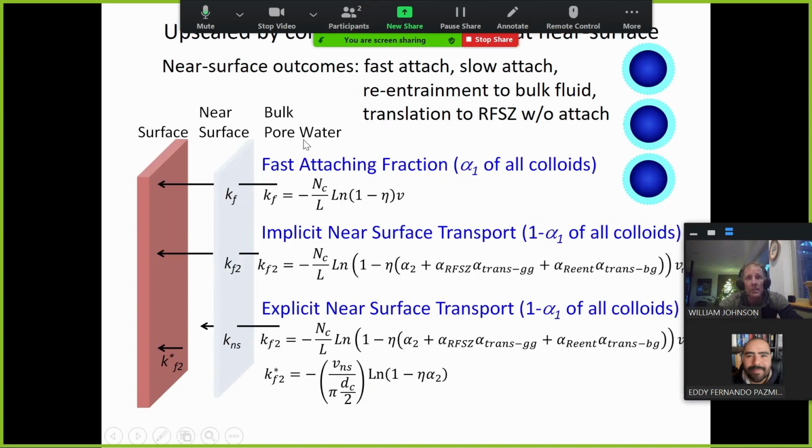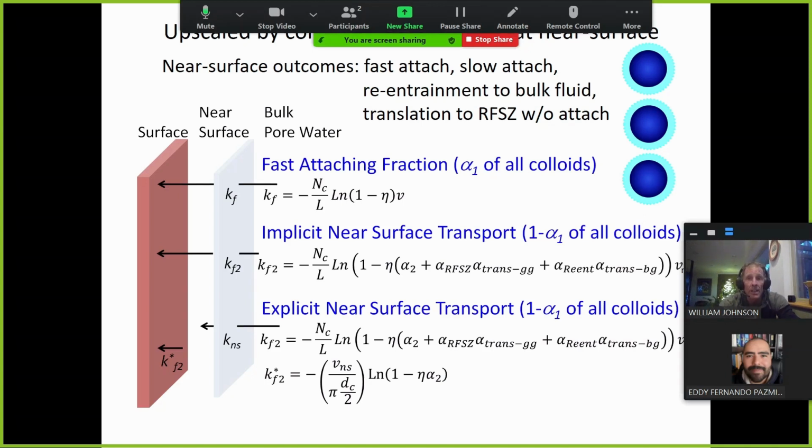So upscaling: in the case of the upscale continuum part of Parti-Suite, it uses the output from the trajectory simulations, specifically the residence time distributions for the colloids that reach the near surface. It's doing a similar upscaling to what is done conventionally at the surface using eta. What upscale does is back that out to the near surface, the sphere that surrounds the grain surface. The near surface is defined as the zone where colloid-surface interactions become significant.